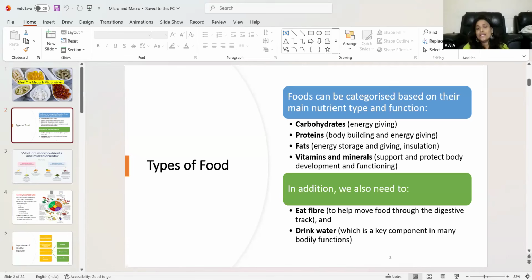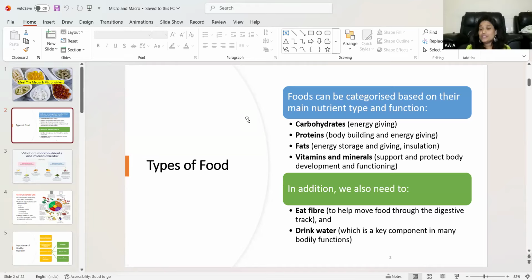Now we understood, right? Carbohydrates, proteins, and fats. Everyone? What is carbohydrates? Energy giving food, ma'am. Yes, energy giving food. For everything we are doing, we require carbohydrates. From 1 gram of carbohydrate, we get 4 kilocalories.